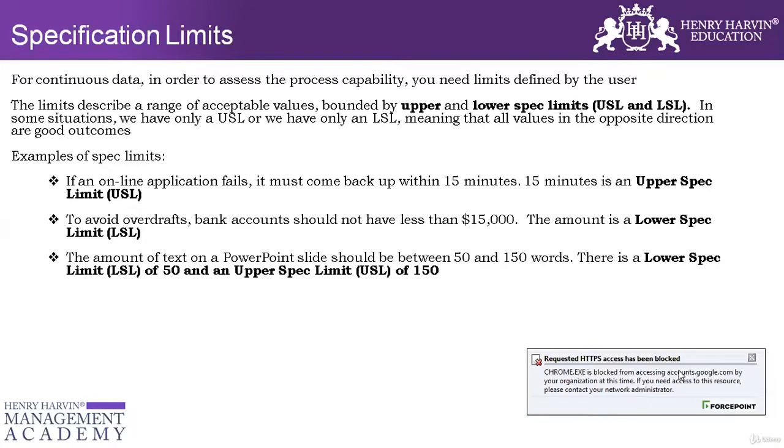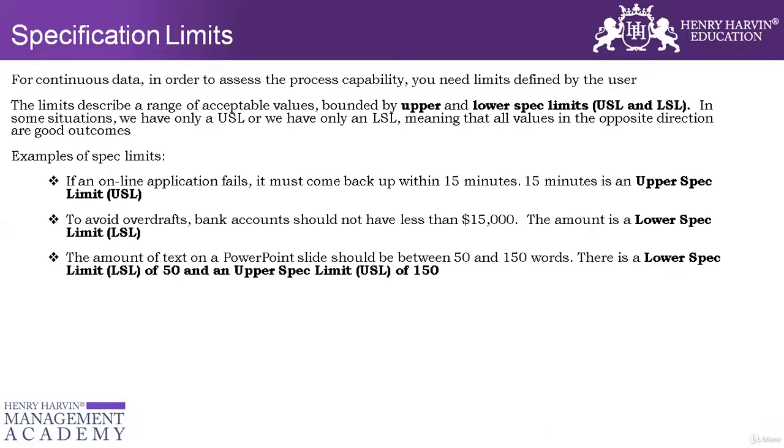Third example, where we have both. The example says the amount of text on a PowerPoint slide should be between 50 and 150 words. So in this particular example, we have both the lower specification limit and upper specification limit. 50 is my lower specification and 150 is my upper specification. In the majority of scenarios, when I'm talking about the service industry, we have only one of them, but in the manufacturing world, we have both specifications.